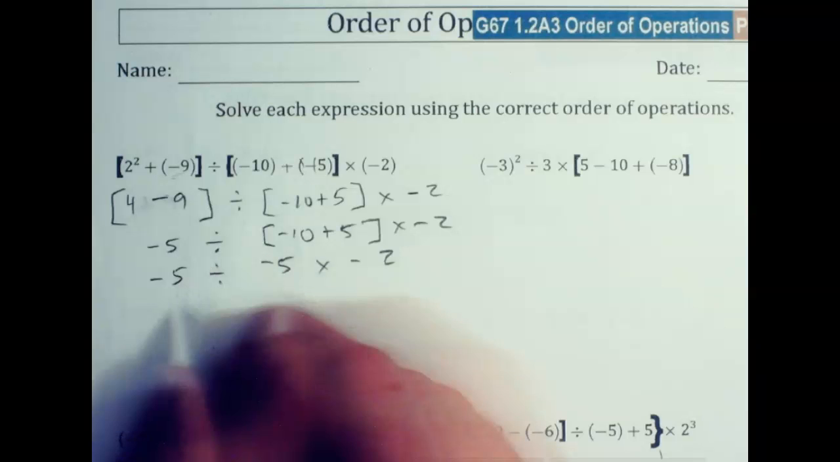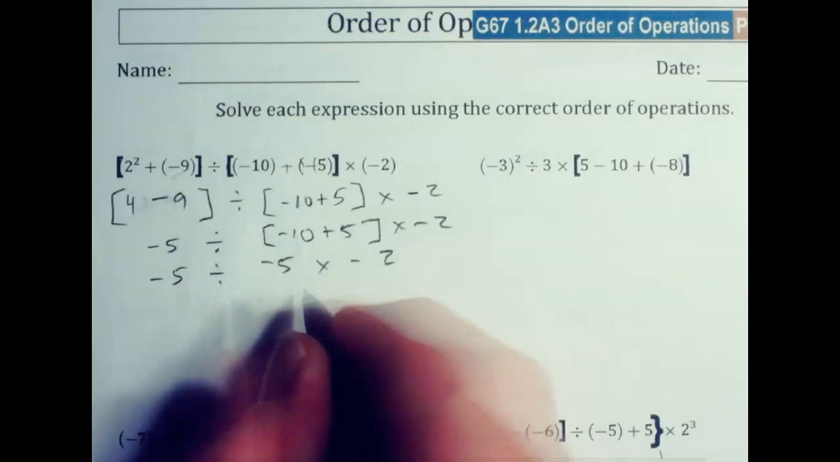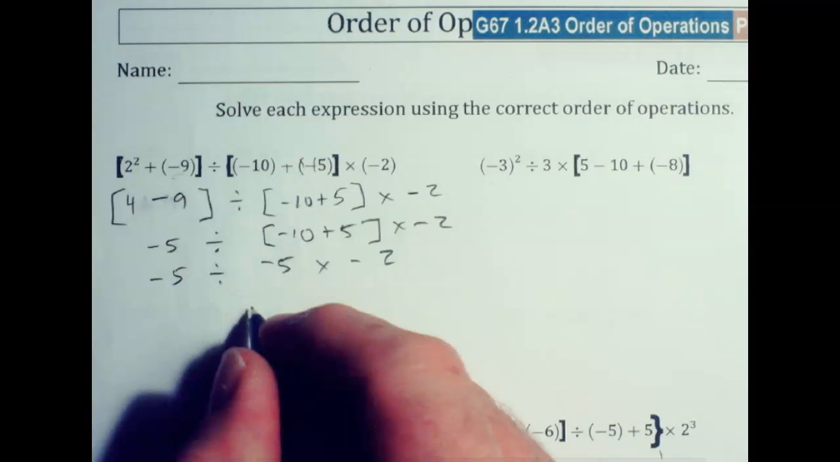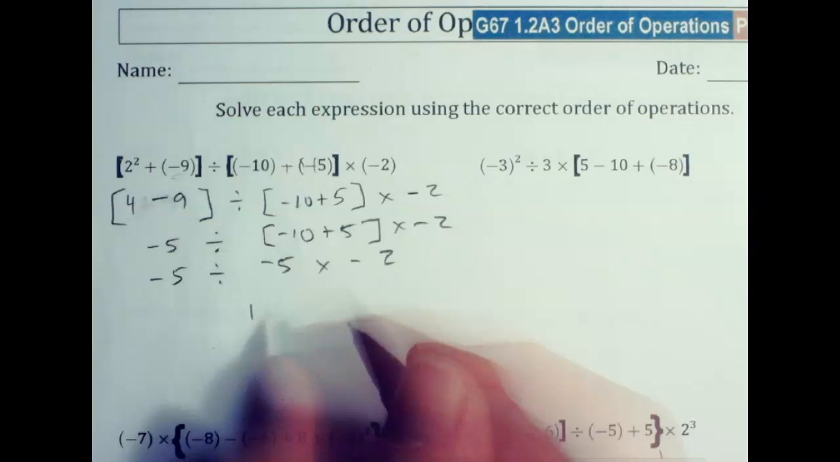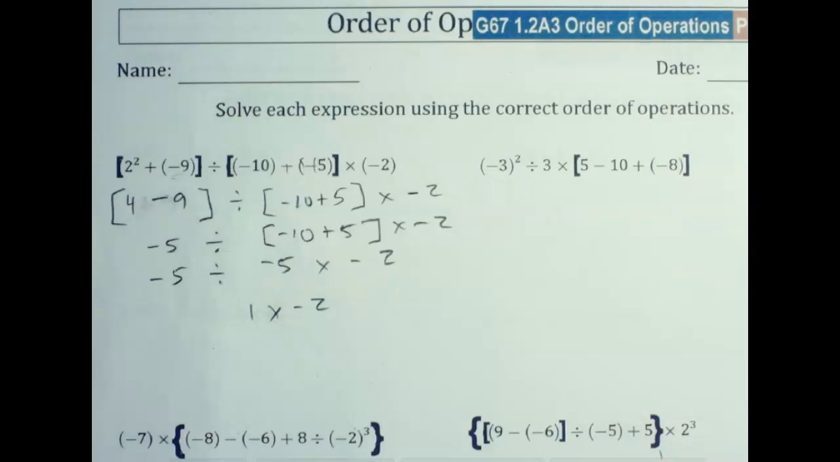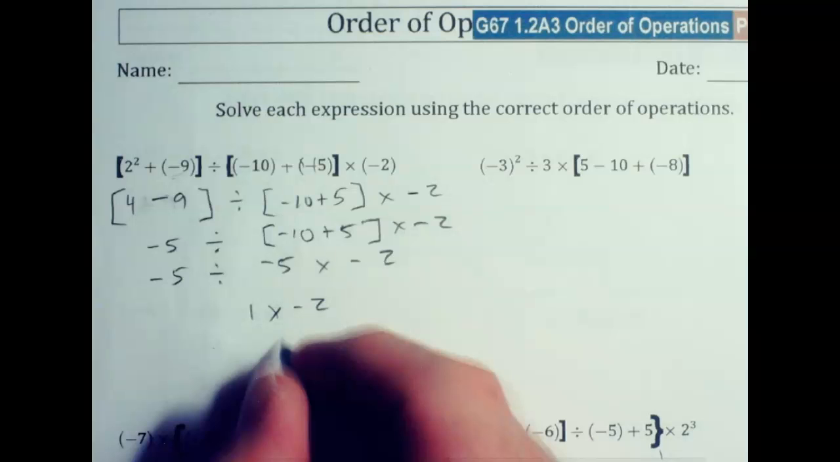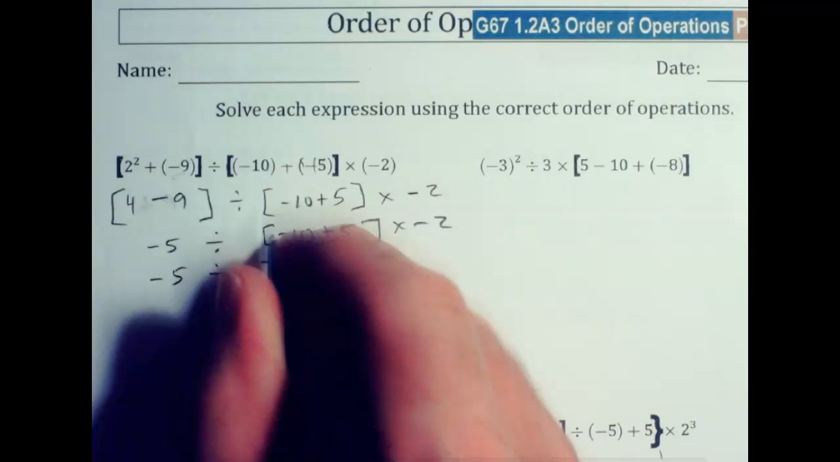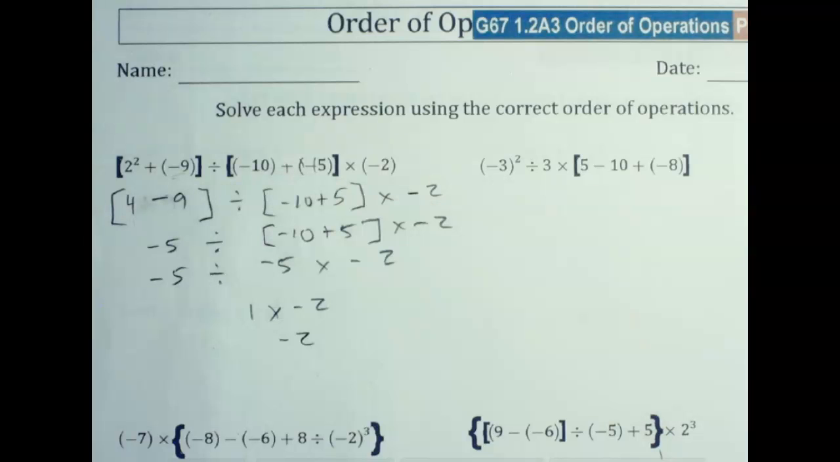Now, -5 divided by -5, that's my next operation here, because that comes before the multiplication. So 5 divided by 5 is 1, and it's going to be a positive because it's got two negative symbols. And then we've got 1 times a -2, so this is a -2. So 1, 2, 3, 4, 5. I call that a 6-step problem to get it down to that.